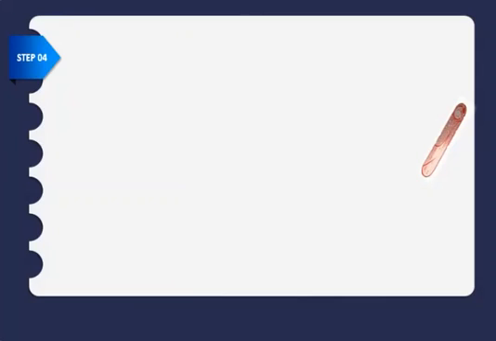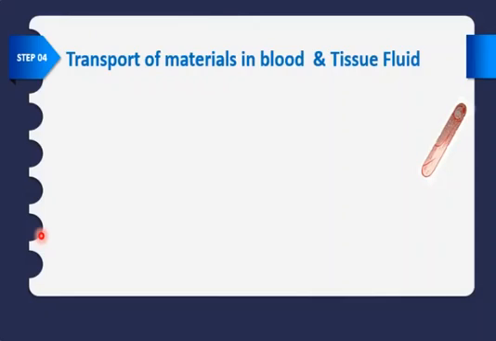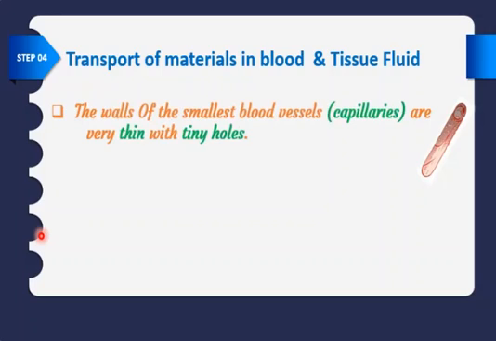So dear students, we will be talking about transport of materials in the blood and tissue fluid. Mainly you can see the blood flows into the blood vessels, and blood vessels can be veins and arteries according to their function and size. Veins carry deoxygenated blood, and arteries carry oxygenated blood.